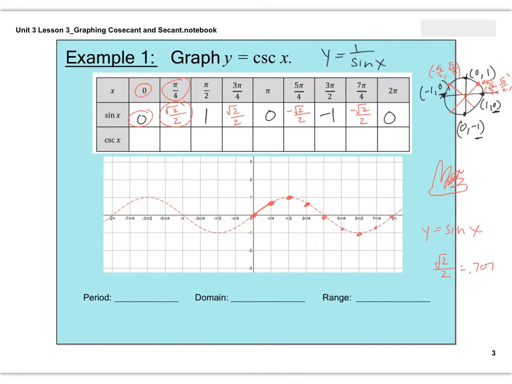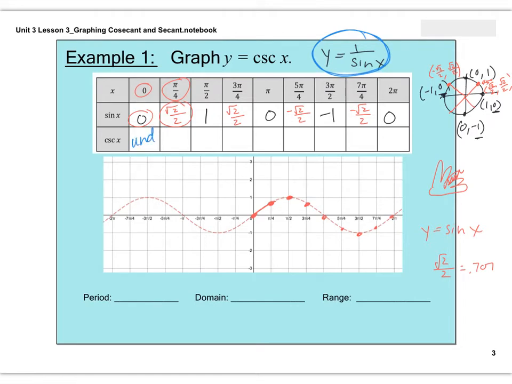Now let's think about cosecant x. Remember, cosecant is equivalent to 1 over sine. So imagine we do 1 over 0. Can you have 0 on the bottom of a fraction? No, you cannot. That's like an alarm should be going off. This ends up being what's called undefined.